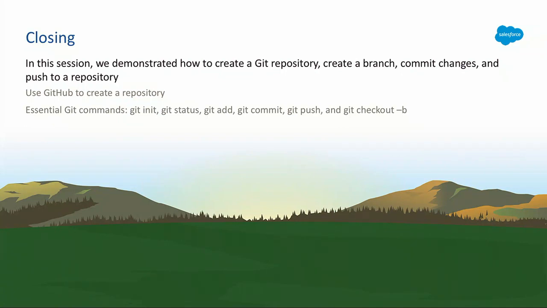Git push, which sends those changes to GitHub. And Git checkout, which creates a new branch. And that's so you can have a more focused idea of what changes you've made recently. So that's why you want to create new branches.